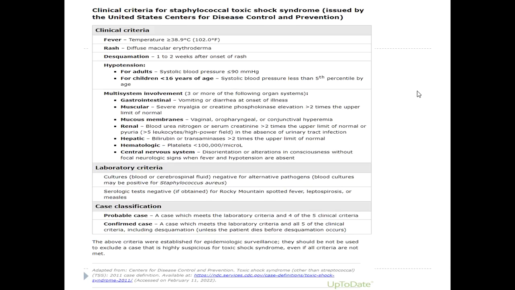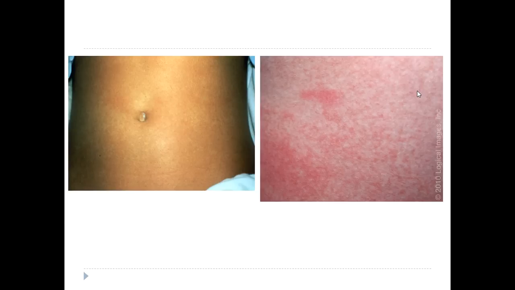There are clinical criteria, not going into the details. There are two types of toxic shock syndrome, both streptococcal and staphylococcal, and both are almost similar in presentation. This is the criteria for diagnosis. Usually it is simple. You look at the rash and the fever and the lab multi-organ involvement. You should be able to understand. Any comments on the left side? What is this?